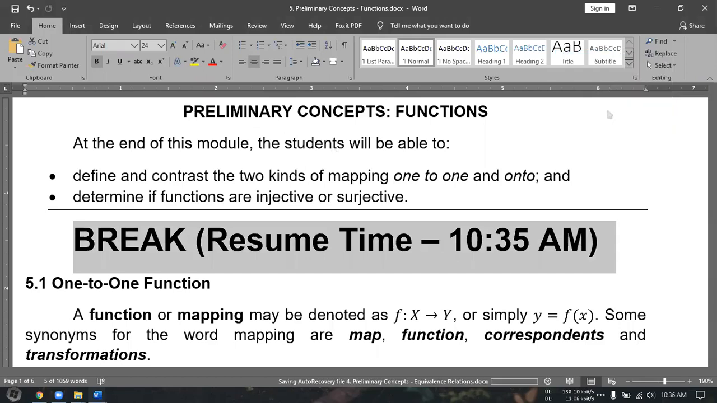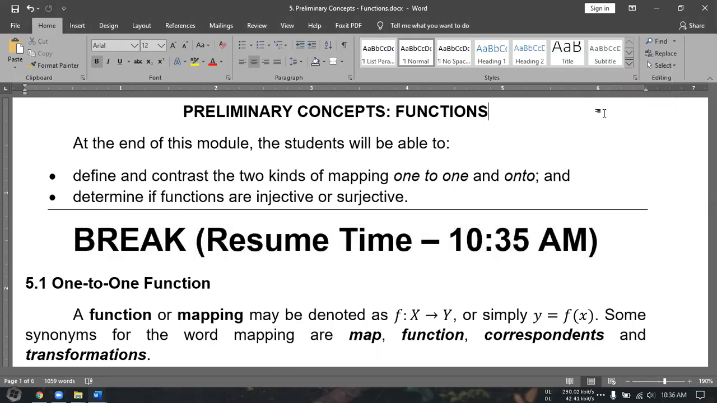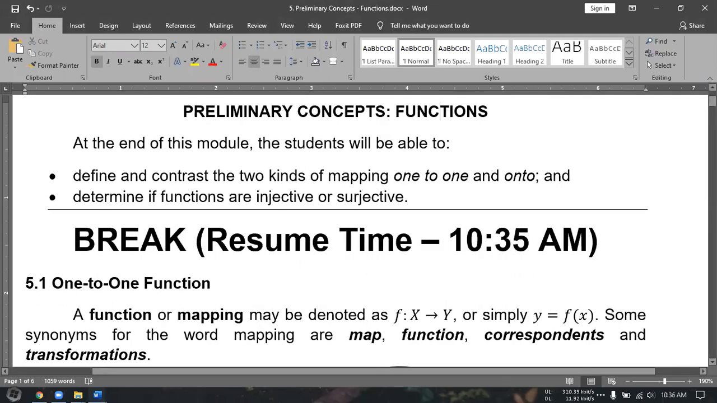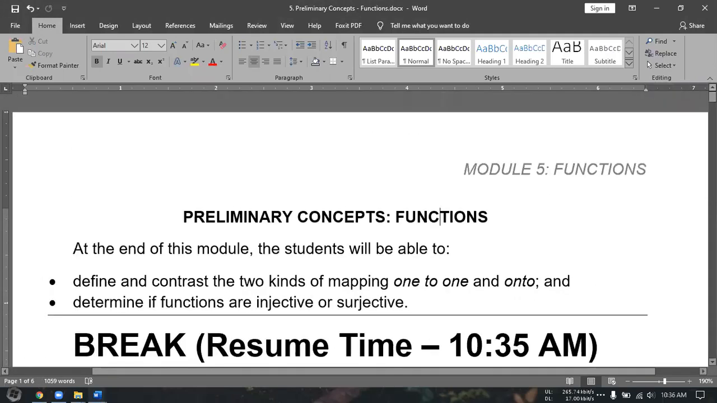Module number 5. Number 5. Functions. We have functions.